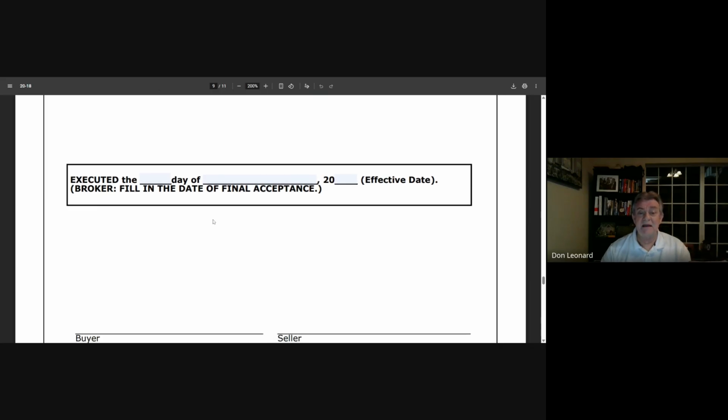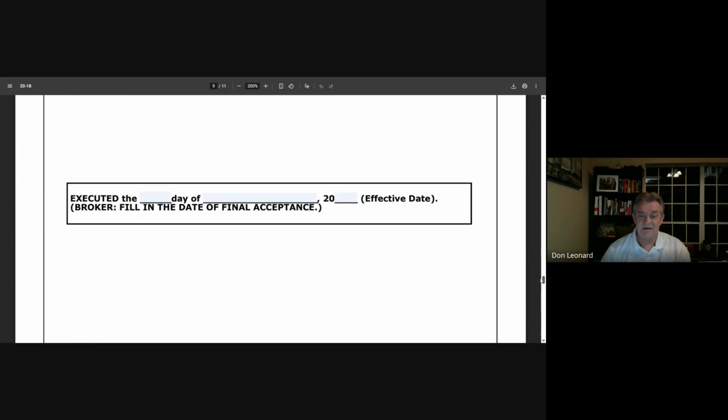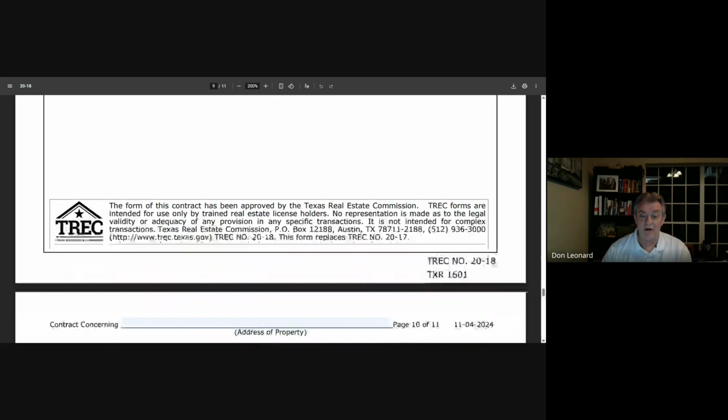So page 9, here's where we put the effective date. That means the date that the contract was completely signed and initialed by all parties. This page of the contract only contains 2 things: effective date and signatures. Signatures of buyer and seller. Once the signatures are there, that's really the end of the contract. There are 2 additional pages. That page 10, where we put our information.